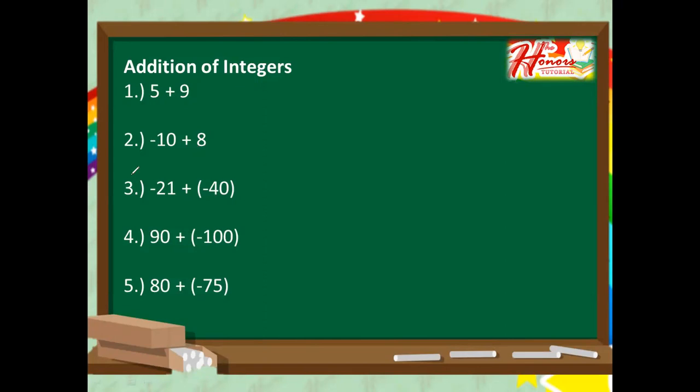For number 1, we have here 5 plus 9. So 5 is a positive number and 9 is a positive number. If that is the case, if they are both positive, then what you are going to do is just to add the numbers. So 5 plus 9, that's 14. And then copy their sign, which is positive. So you can write it as positive 14 or 14 only. It is because if it is positive, we are not writing the sign here usually.